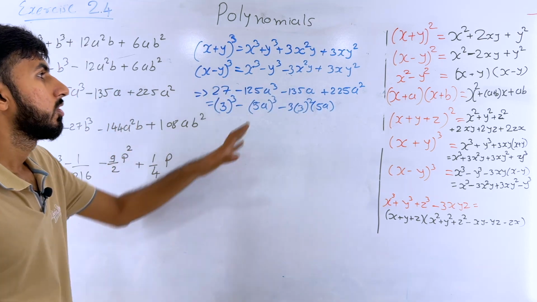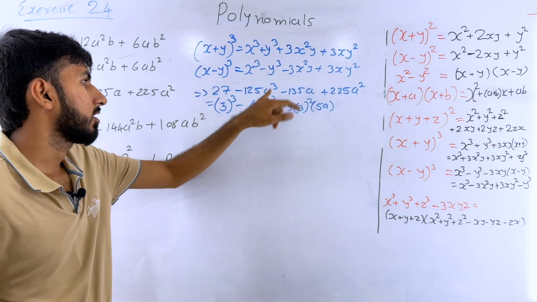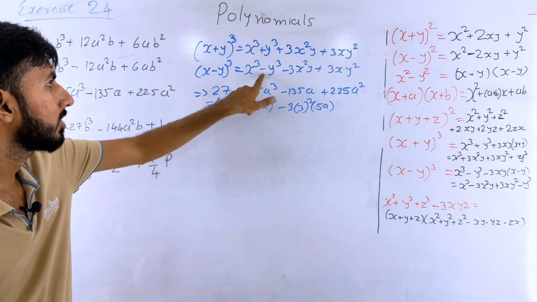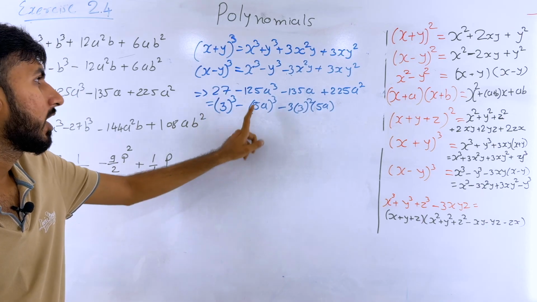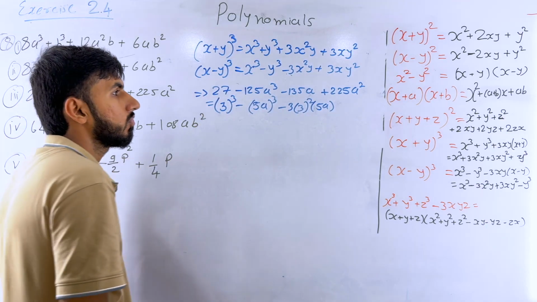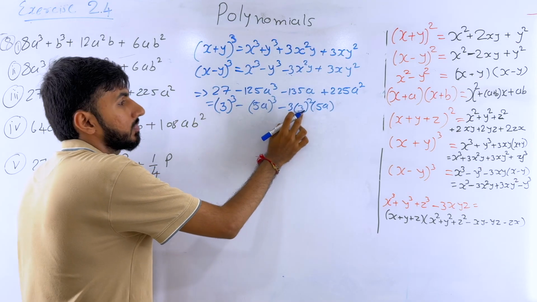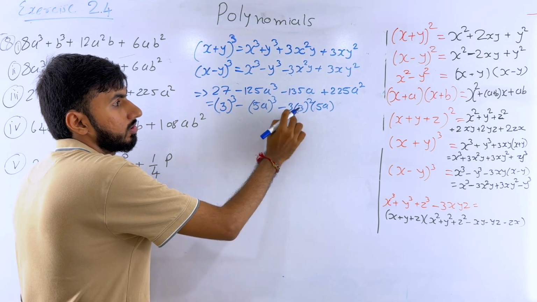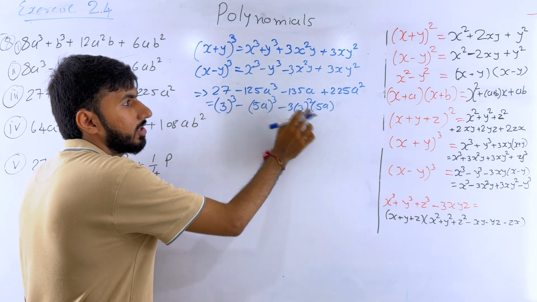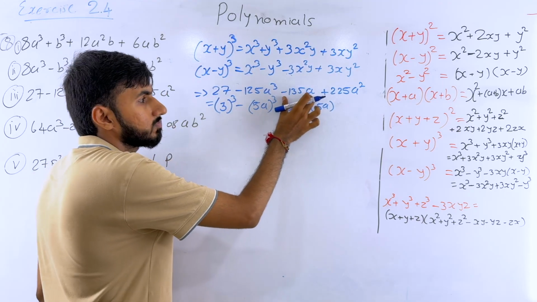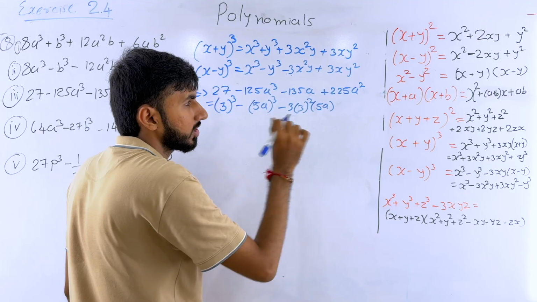You have to watch that here my y is only 5a, not minus 5a, right? Because I have the minus sign as it is, so y is equal to only 5a, right? Now compare it with your question. 3 square, that is 9, 9 3s are 27, 27 multiplied by 5, you will get 135, so minus 135a, and here I have minus 135a also, no need to change the signs, right?